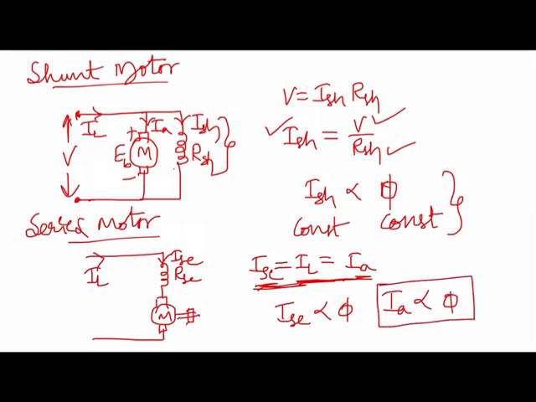But in case of the shunt motor, the flux is independent; it is always constant. But in case of series motor, flux depends on the load current or series field current or armature current. So with this understanding, let us move on to the characteristics. The first characteristic is the torque versus the armature current IA.